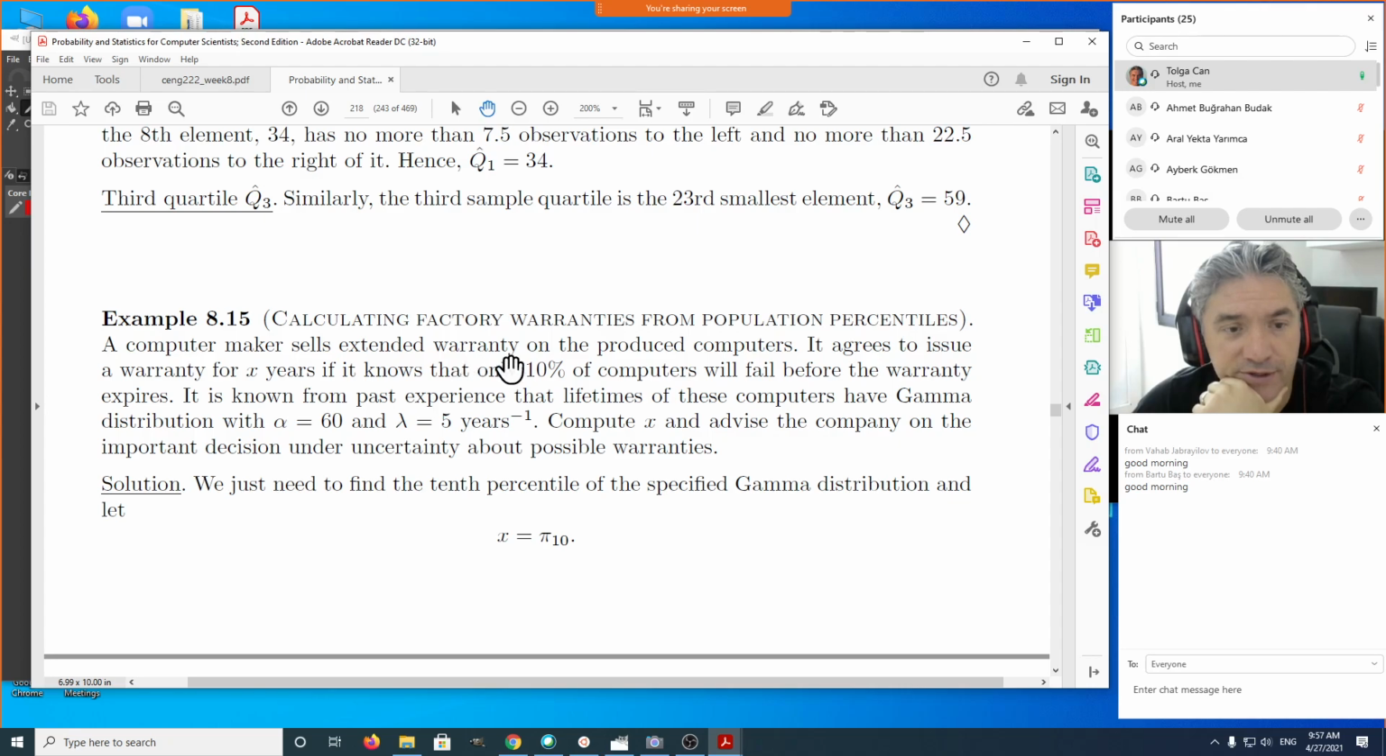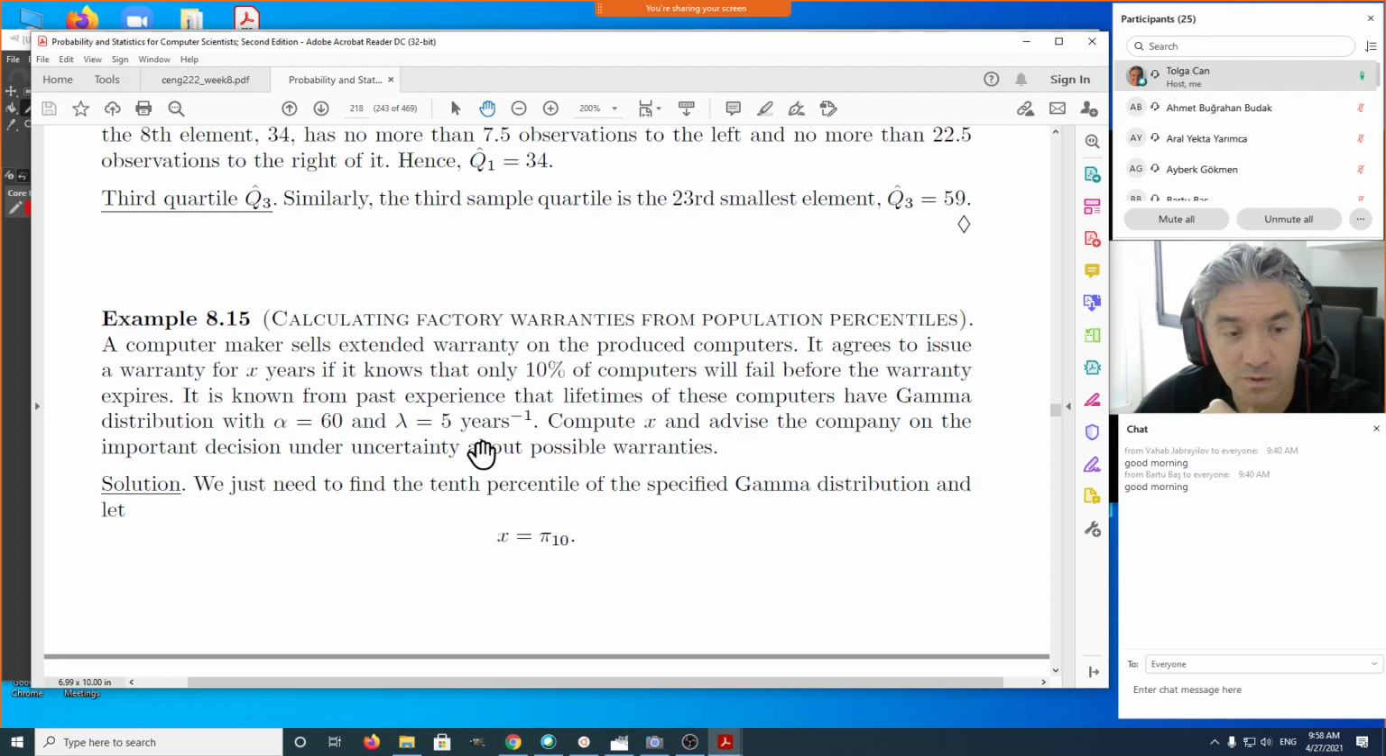So a computer maker sells extended warranty on produced computers. It agrees to issue a warranty for X years if it knows that only 10% of computers will fail before the warranty expires. It is known from past experience that lifetimes of these computers have gamma distribution with alpha 60 and lambda 5 per year. So, for example, you can compute what is the probability? It's like we're going to ask the inverse. This is like an inverse CDF problem.